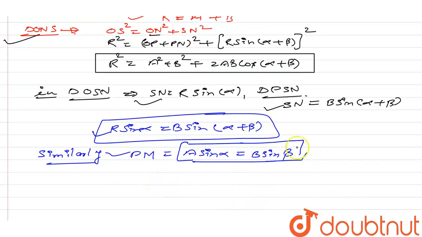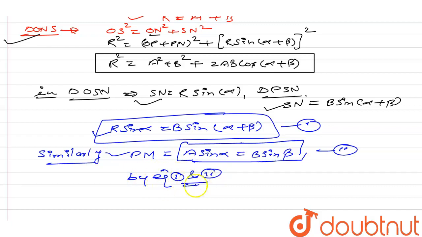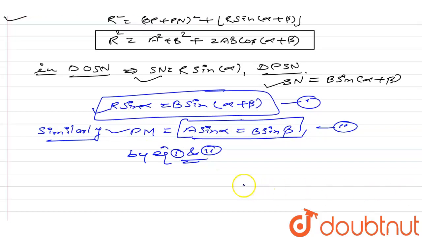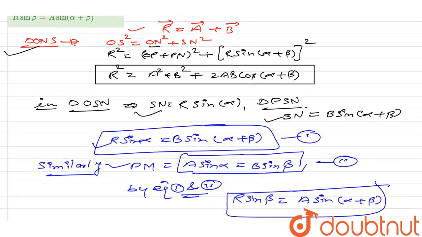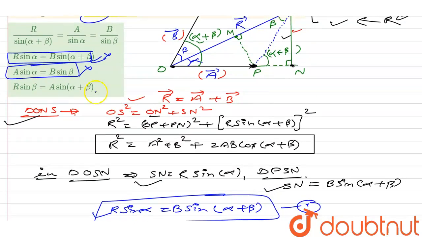Now consider that this is equation number second and this is equation number first. So combining equation first and second, we can write that r sine beta is equal to A sine alpha plus beta. So this is our third expression. So we have found three expressions in all.